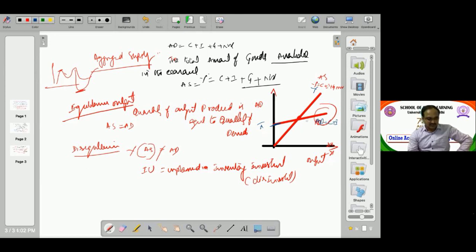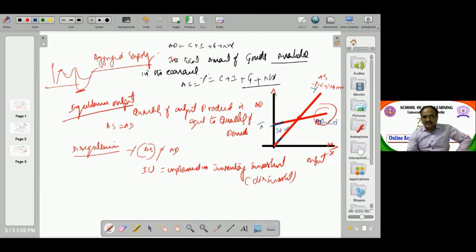Unplanned inventory investment. Suppose this is I equals IU equals 0. So this is aggregate supply, and this is aggregate demand. Aggregate demand is more than the aggregate supply. Aggregate demand means whatever the people demand for goods and services is more than the supply. Supply is less than the demand. So with very little supply, there is a need to invest to produce goods and services. Only when investment takes place will the supply increase up to whatever the demand is.